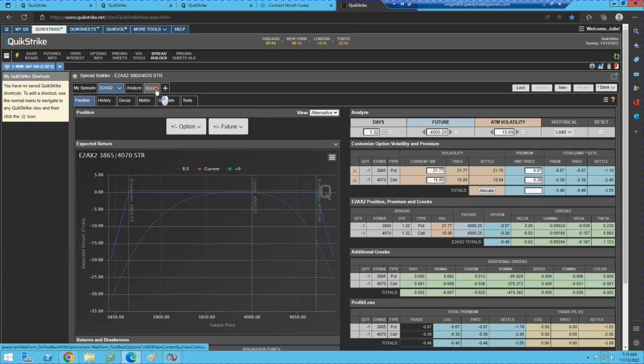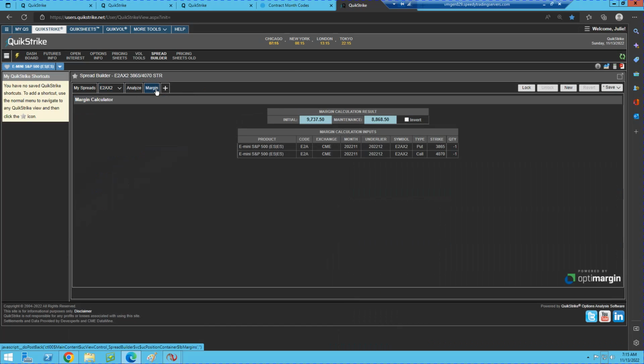and my margin required for that would be 9,737. And if I were to divide the 460 into that 9,737, that would be a 5% return for the week.